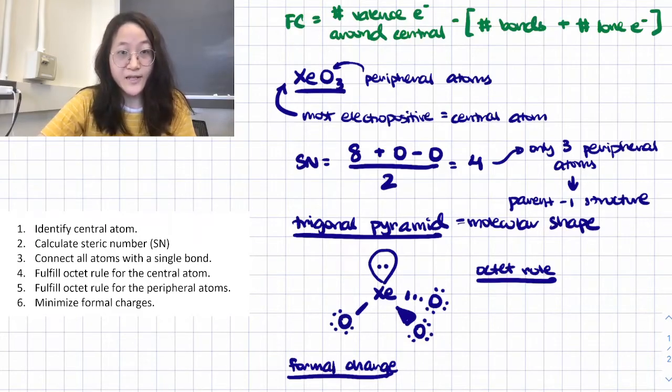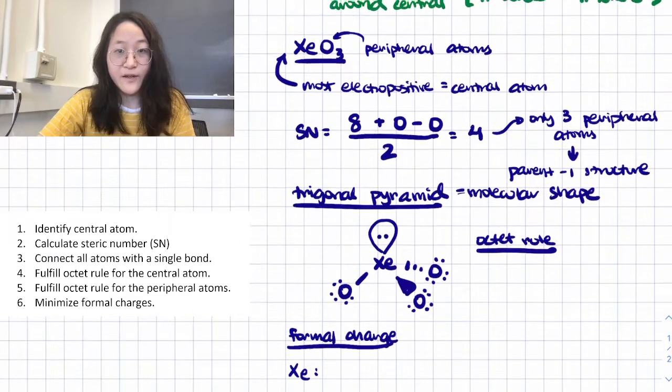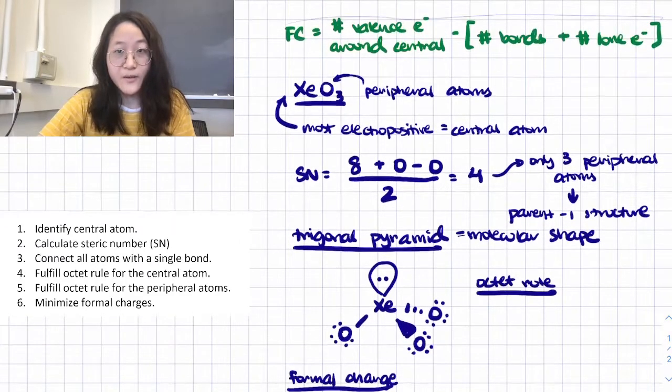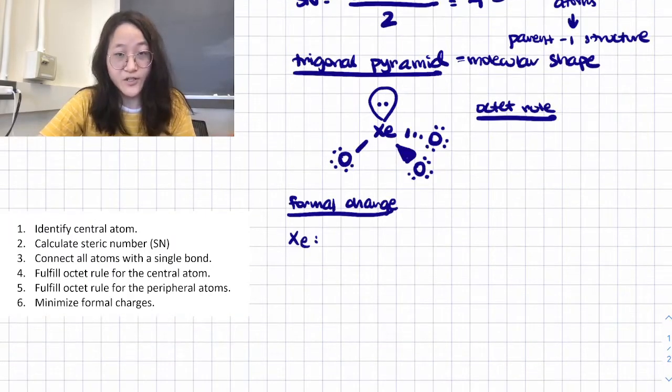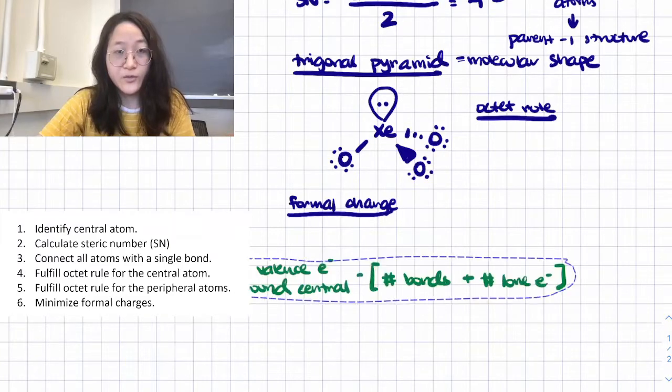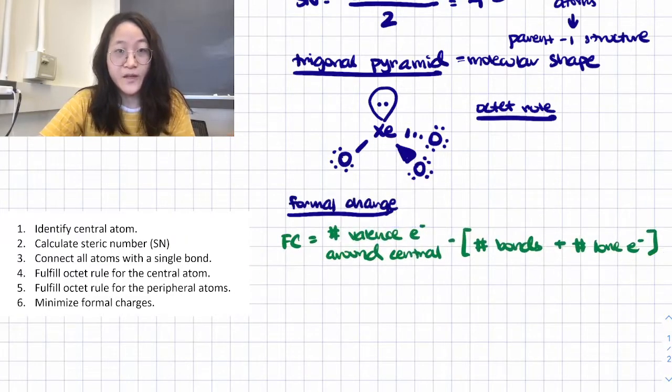And so in this case, let's do it first for xenon in the center. So xenon here has typically 8 valence electrons around it. But in this case, we have 3 bonds, 1 to each of the oxygens, and then 2 lone electrons. And so that's 8 minus, in brackets, 3 plus 2, which is 5. And so that's 8 minus 5, which is equal to 3.